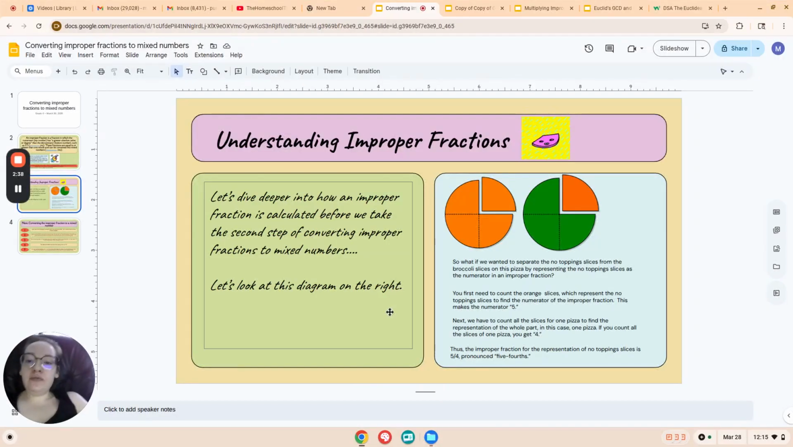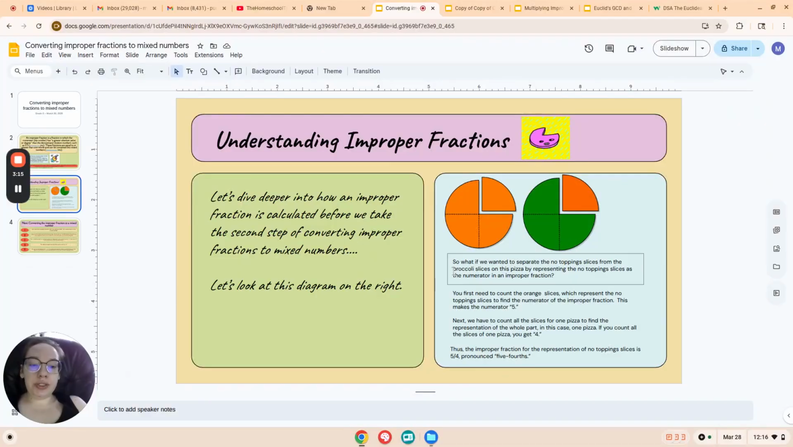Let's dive deeper into how an improper fraction is calculated before we take the second step of converting improper fractions to mixed numbers. Let's look at this diagram on the right. I wanted to represent two pizzas. One pizza has no toppings on it. I chose that color because usually cheese is orange or yellow. And I wanted to denote the slices that are green as broccoli slices. With that said, let's go to the paragraph.